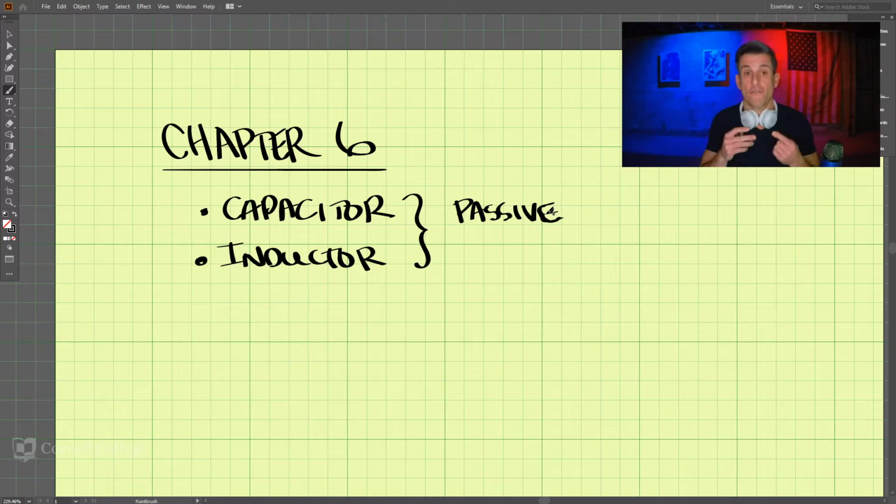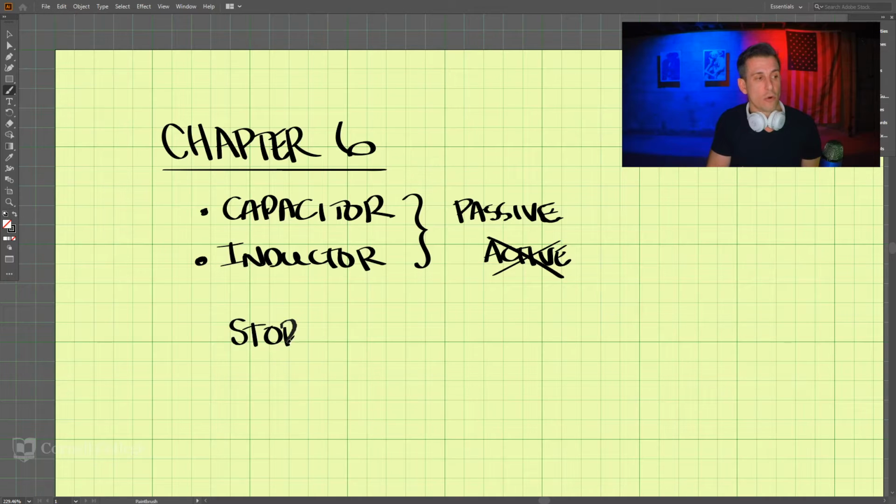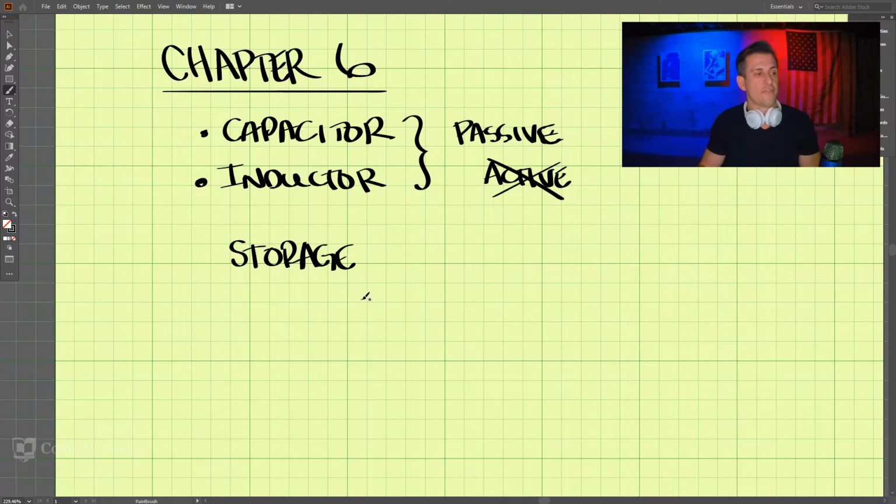For example, a voltage source is active. Capacitors and inductors are not active. They are passive components, and they're used as storage components. Storage. So they save energy that can be used at a later time. So that is what we'll be covering in this chapter. And I want to first go into talking about capacitors.